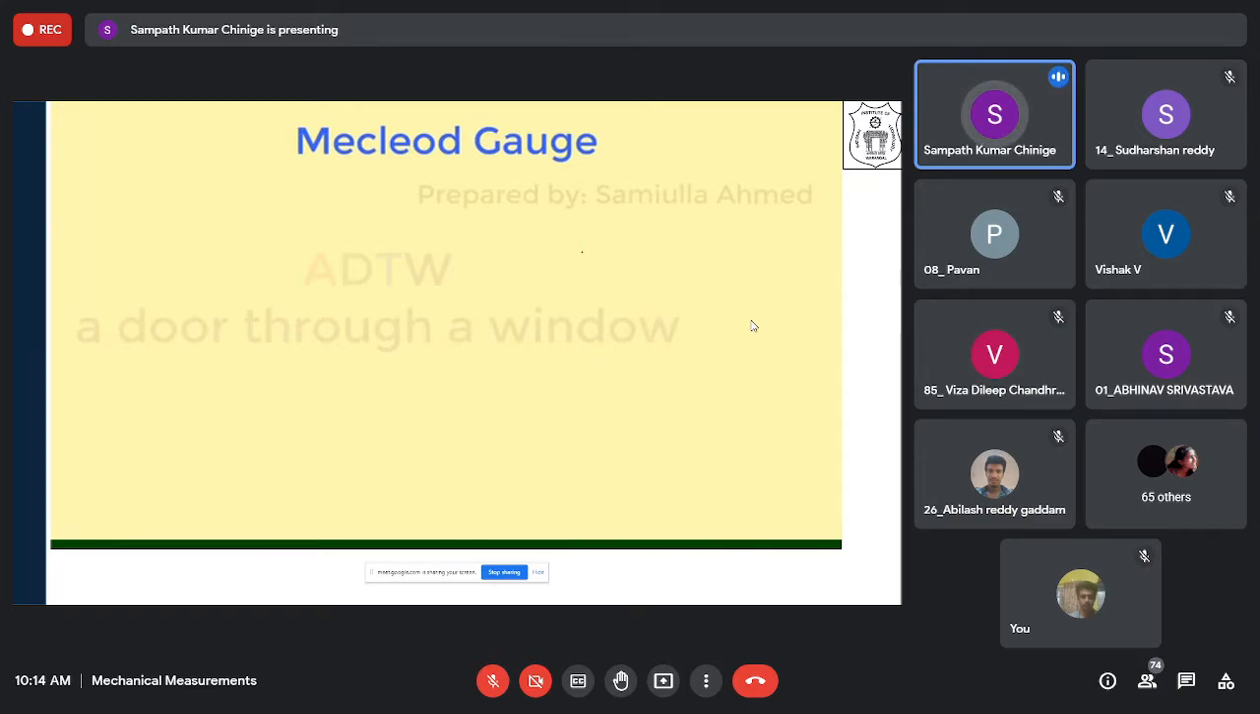The McLeod gauge uses Boyle's law, at isothermal condition. What does Boyle's law say? P1 V1 is equivalent to P2 V2. What we do is connect this gauge to an unknown pressure, which is a vacuum pressure, or less than atmospheric pressure. Then we control a known volume of this gas, compress it with suitable pressure, and find out the volume as well as pressure P2. Now we know V1, P2, and V2.